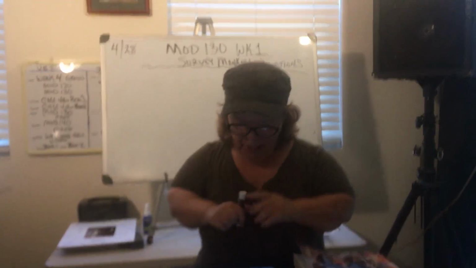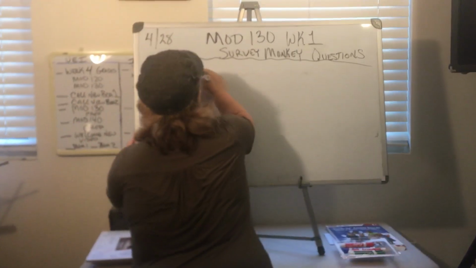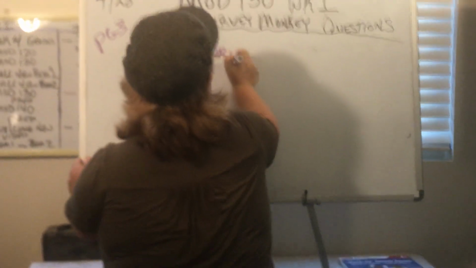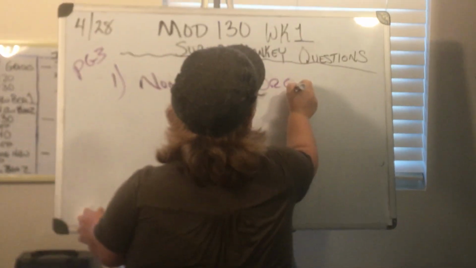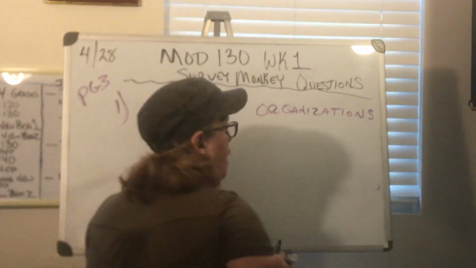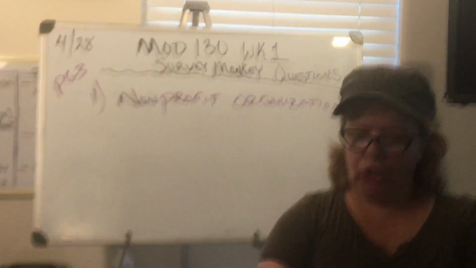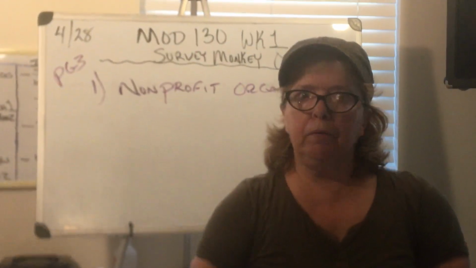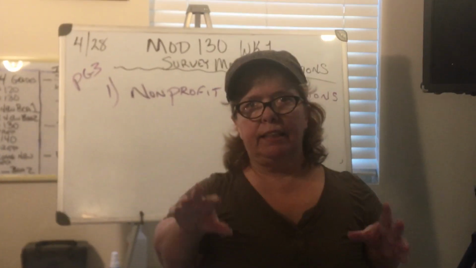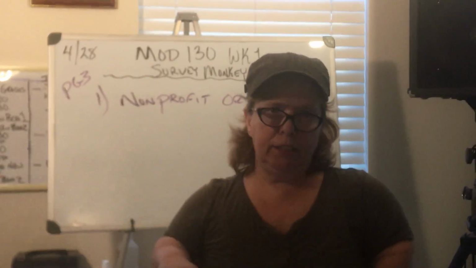All right, page 3, in the first column at the bottom, it says nonprofit organizations. These are organizations that are created to not create a profit so that they can share it with shareholders or the owners. All profits have to go right back into the business.